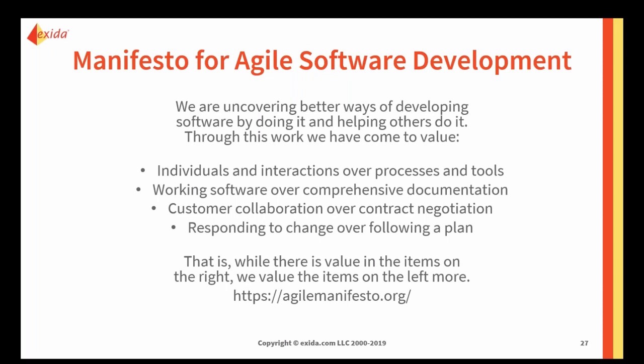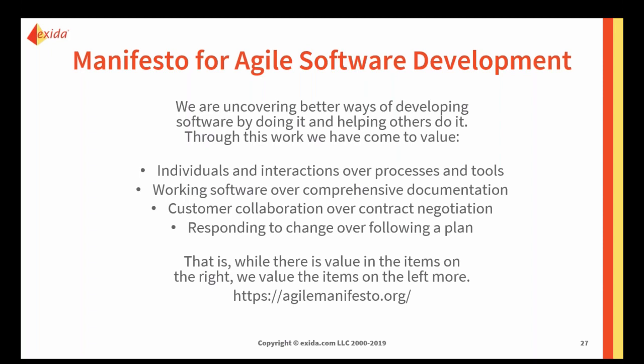Basically, it's these four bullet points that are interesting. Individuals and interactions are valued over process and tools. Working software is valued over comprehensive documentation. This is something you should remember there: comprehensive documentation. Customer collaboration is valued over contract negotiation. And responding to change is valued over following a plan. Now notice nowhere in there does it say there is no documentation. It doesn't say there are no tools used. It doesn't say there are no plans.